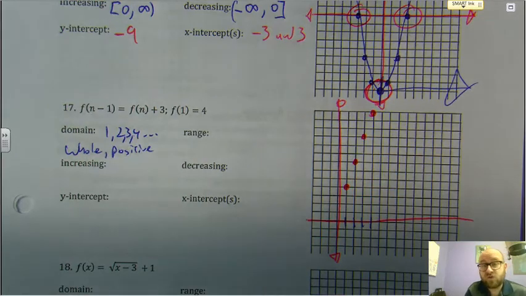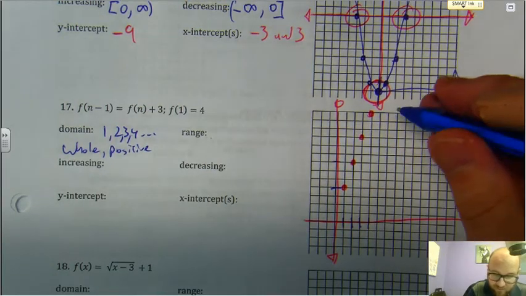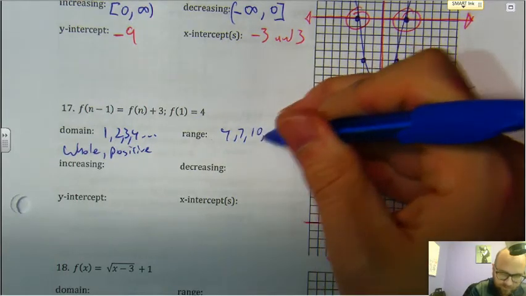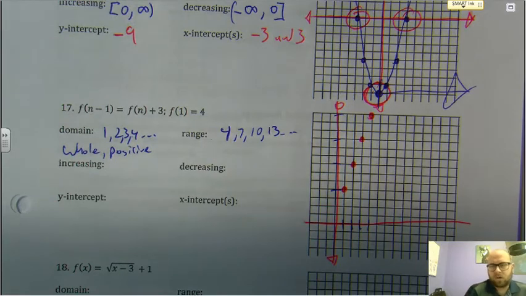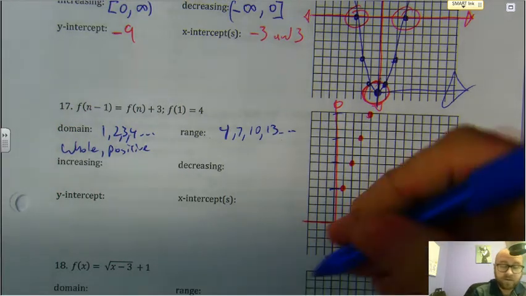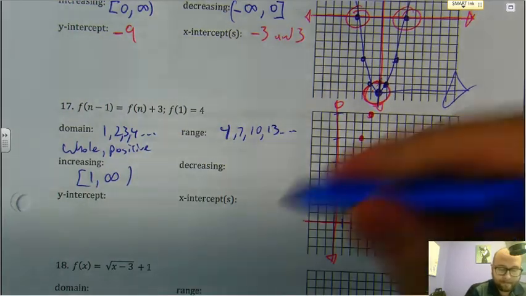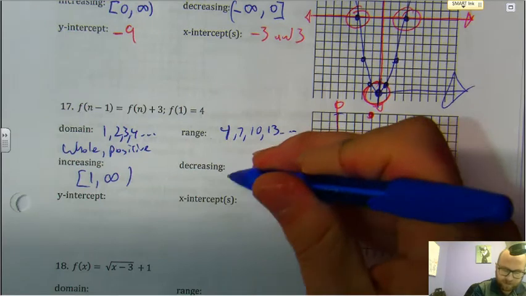What's our range? What are our possible range values? Well, our range starts at 4, 7, 10, 13, and on. So it's multiples of 3 starting at 4, right? That's going to be our range for this one. Where is it increasing? Well, it's increasing throughout the entire thing. It's always going to be increasing. So from 1 to infinity, it's increasing. Where is it decreasing? Well, it's not decreasing. It's going to go on forever. So NA, not applicable.